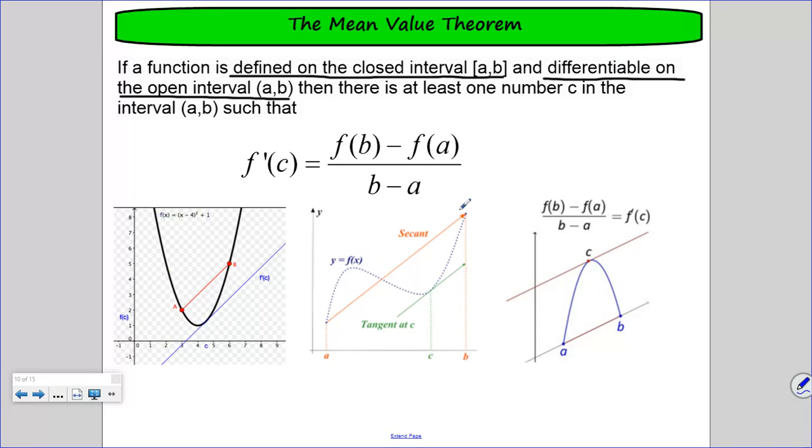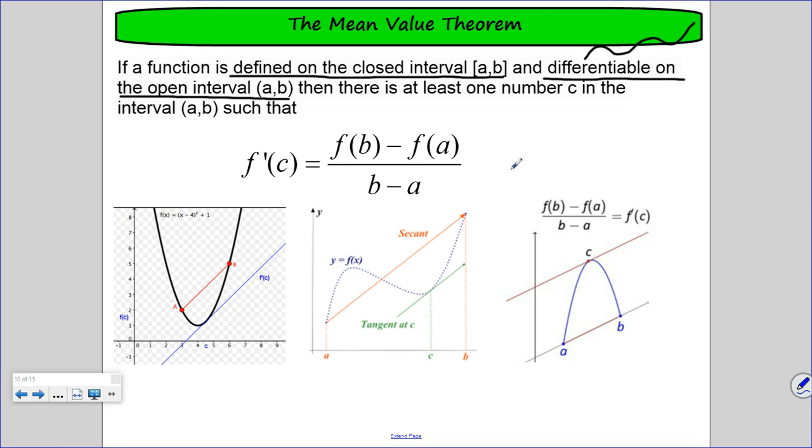There's no sharp points. Like the absolute value graph has a V. The V has a sharp point at the end. So differentiable means you have this nice smooth curve. It says there's at least one number c in the interval from a to b such that f prime of c equals, and this is the slope formula.